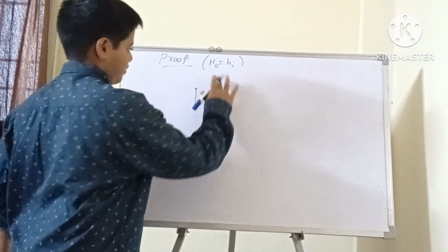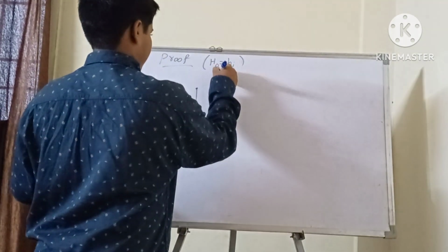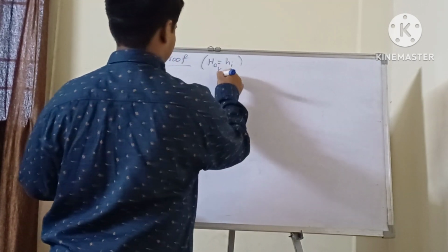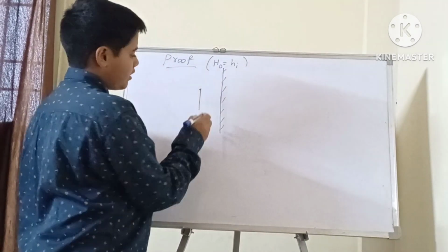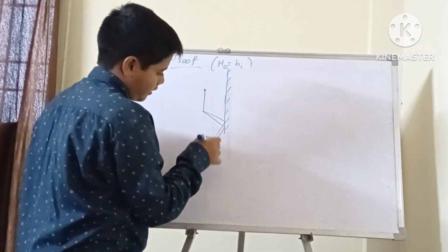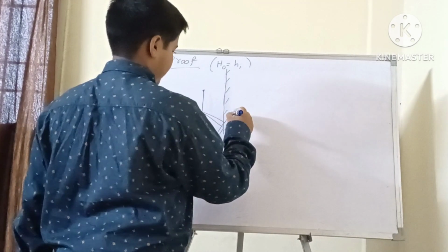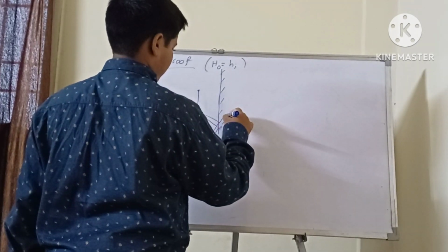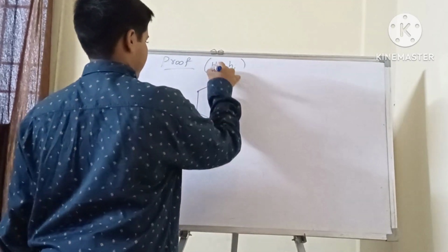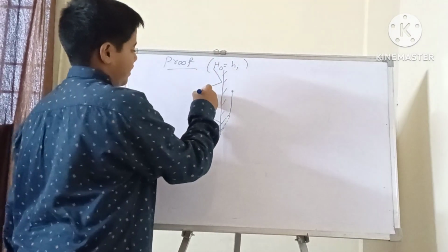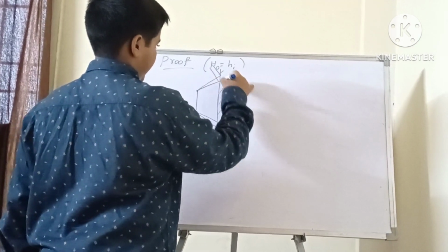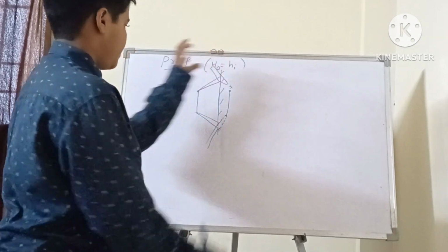So this is the mirror. This is an incident ray and this is a reflected ray, and another incident ray and another reflected ray. The image is formed like this. This is an incident ray and reflected ray, and another incident ray and reflected ray. The image forms like this. So this is the proof.